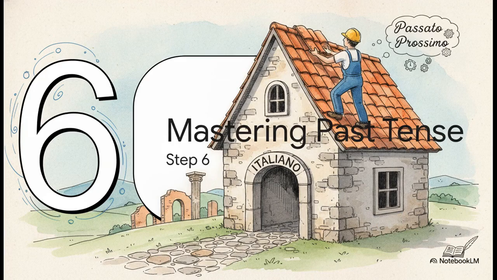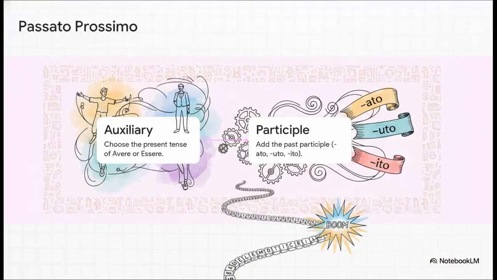Finally, let's put the roof on our house. Block 6, mastering the past tense. And this brilliantly illustrates how beautifully logical Italian grammar can ultimately be. Building the past tense, the passato prossimo, is really just a simple two-step assembly process. Step 1, you choose your helper, your auxiliary verb. It's either going to be the present tense of avere or essere. Step 2, you add the past participle of your action, changing the end of your verb to ato, uto, or ito. Boom! Just like that, you are time traveling and speaking in the past.